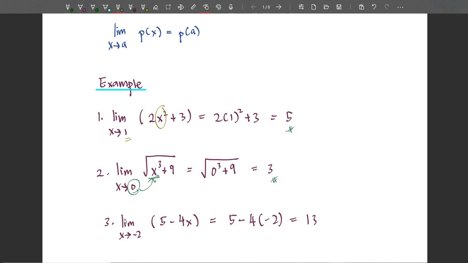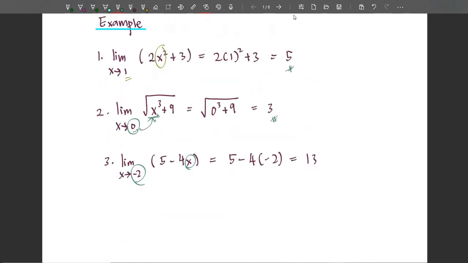And the third one, we have the limit of 5 minus 4x when x approaches negative 2. So it will be 5 minus 4 times negative 2. We substitute negative 2 in x, and here it is equal to 13. That is for polynomial function. So let's move on to the rational function.